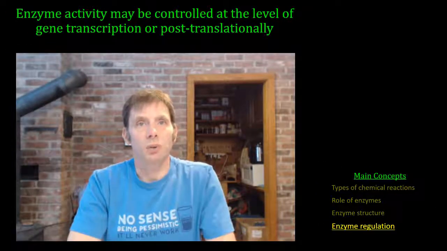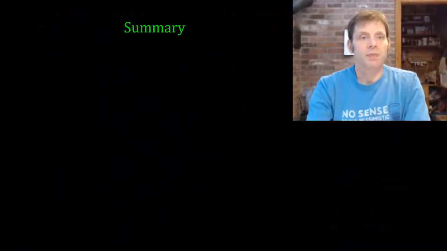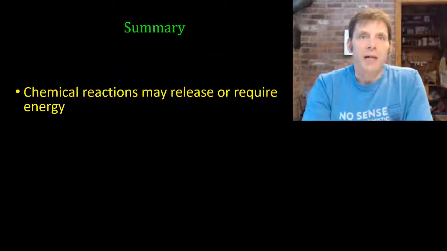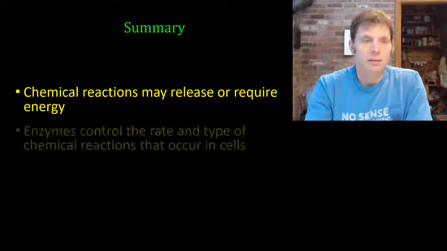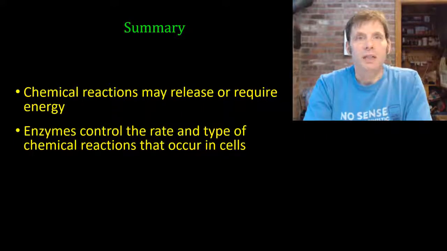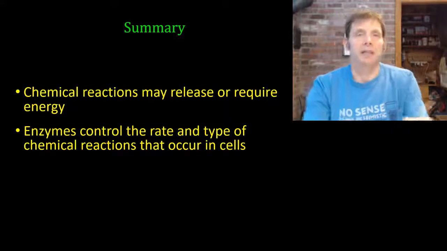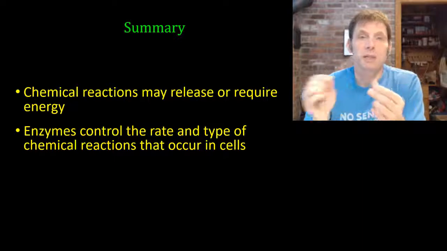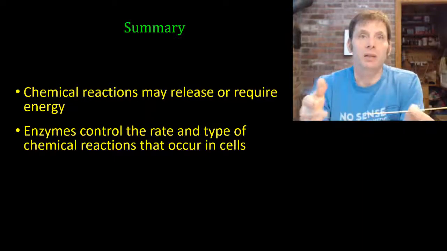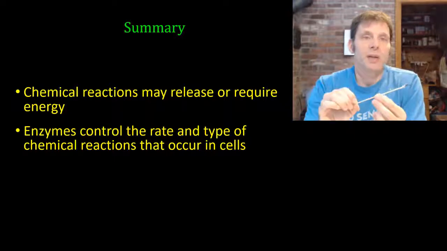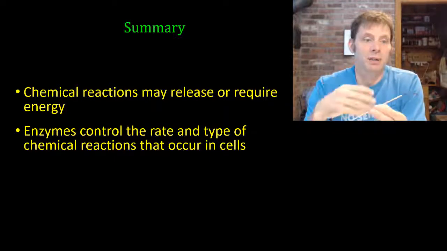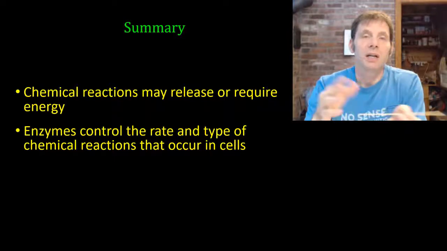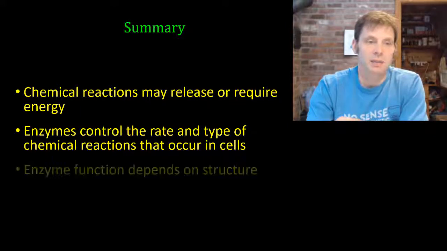Okay, let's see if we can summarize what we've been talking about here today. First, chemical reactions may release energy or require energy to proceed. Enzymes control the rate and type of chemical reactions that happen in a cell. So even a chemical reaction like burning glucose or burning starch won't happen on its own without the input of energy. But whereas we need a lot of heat energy at room temperature to release the energy stored in starch, in our bodies, that energy can be released very quickly because we have the appropriate enzymes.